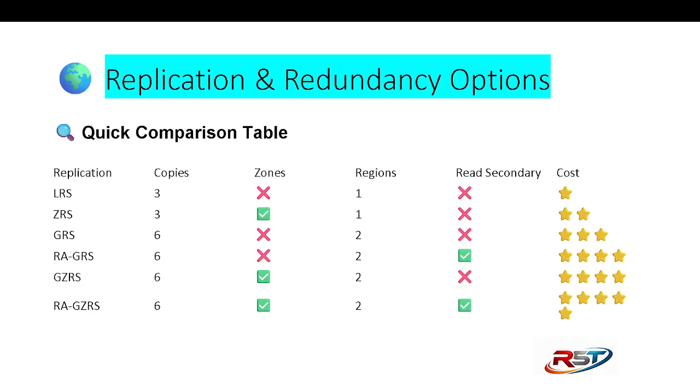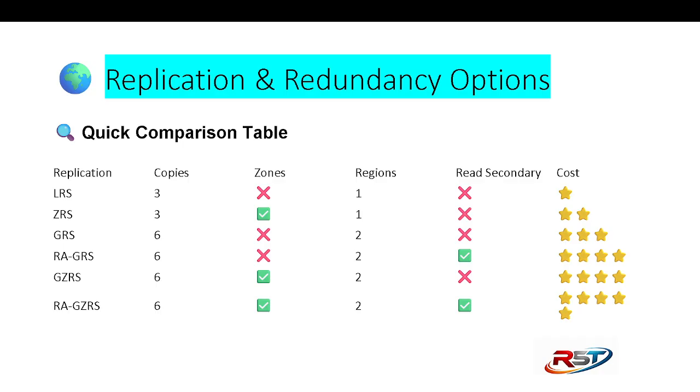ZRS, 3 copies it maintain in primary region. Zones are available. Two zones, three zones. It copies three copies, and zone wise it copies. So zones are available. Regions, one region it maintain in one region. Three availability zones. Read secondary, it won't be available. Secondary region it won't copy any data. Cost compared to LRS, it is high only, but compared to GRS, RAGRS, GZRS, RAGZRS, it is less only.